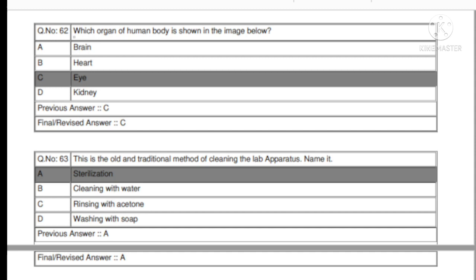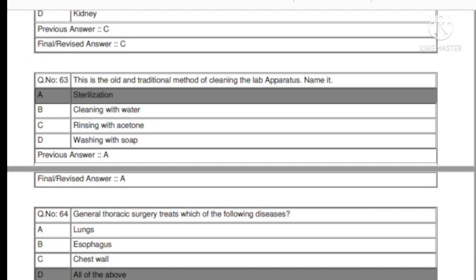Next question, question number 62. Which organ of the human body is shown in the image below? An image was given which was an image of an eye. So eye is the answer. There was no brain, no heart or kidney.